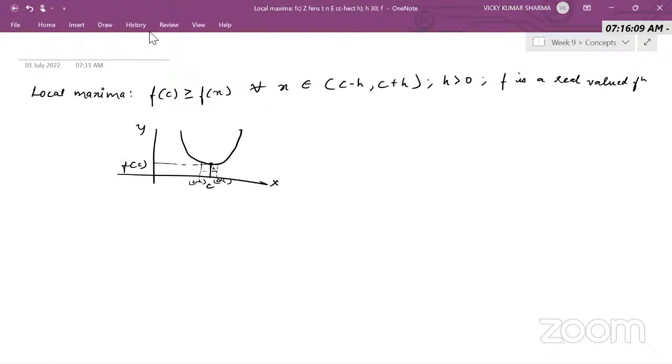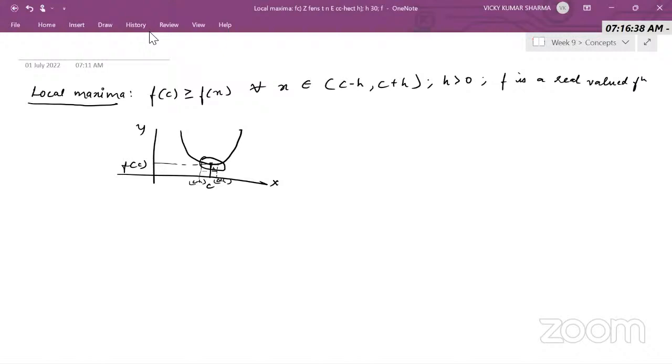Now you see this. What do I say from the definition? The local maxima definition is f of c is greater than or equal to f of x for all x belonging to c minus h to c plus h. What this actually means is this interval, isn't it? c minus h is this part and c plus h is this part. So essentially it means in this interval, what is the local maxima, that is what it means.